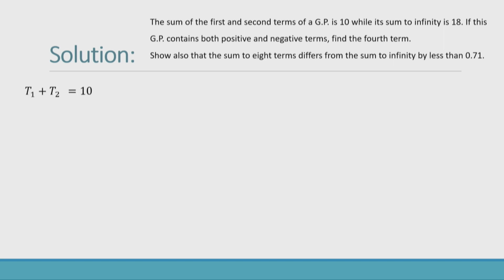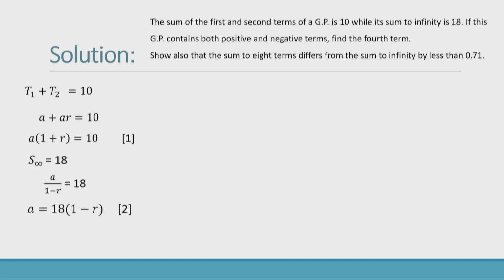So here we have been given the sum of the first and second terms of a GP is 10. So I have used T1 plus T2 equals 10. That is a plus ar equals 10. And I factorize a into 1 plus r equals 10, and I call it equation 1. Now the sum to infinity is 18. I replace in my formula a over 1 minus r equals 18. So a will be 18 into 1 minus r. And I call it equation 2.